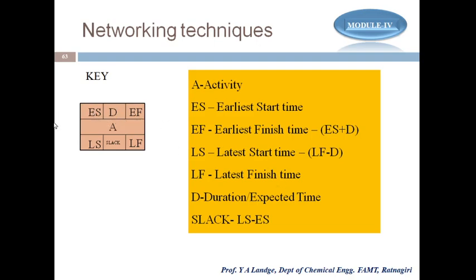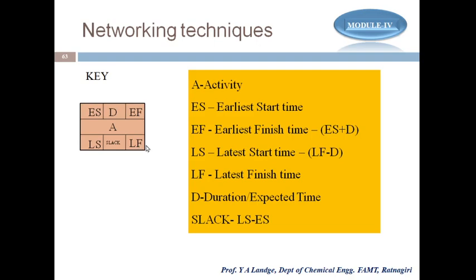Similarly, LS is the latest start time. How to calculate the latest start time? Latest start time can be calculated with the help of the LF, latest finish, minus D. D is the duration of the time. And this LF is what? Latest finish. This latest finish value we can get from the next activity. Whatever be the earliest finish of that activity, that will be the latest finish of it.